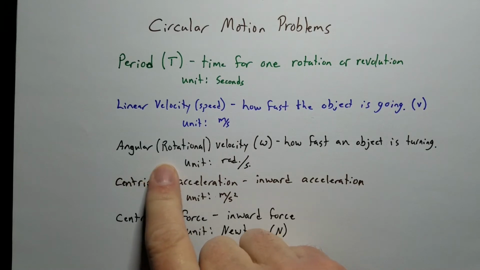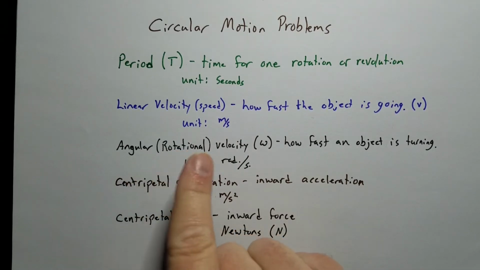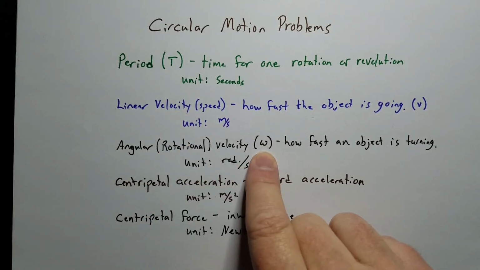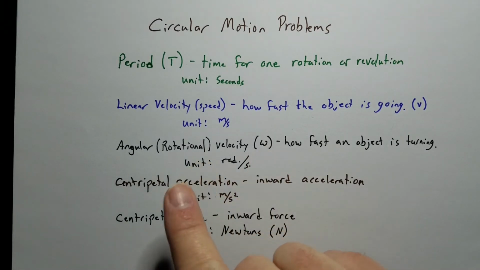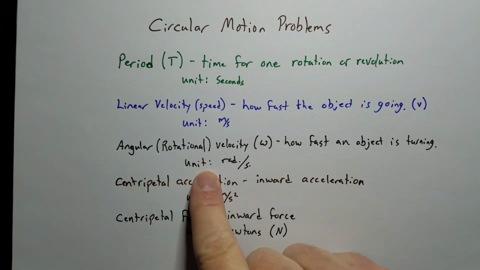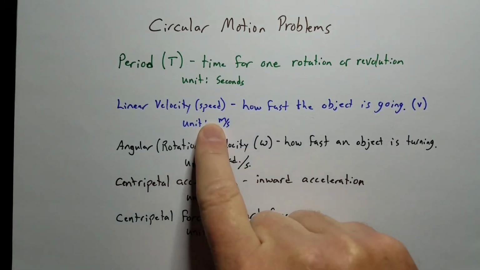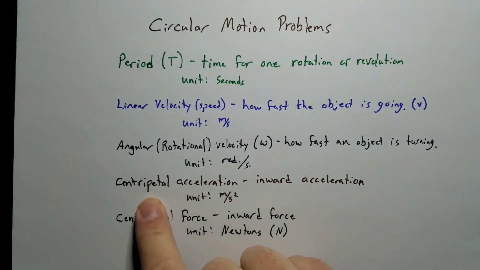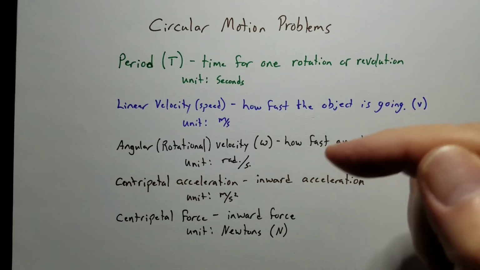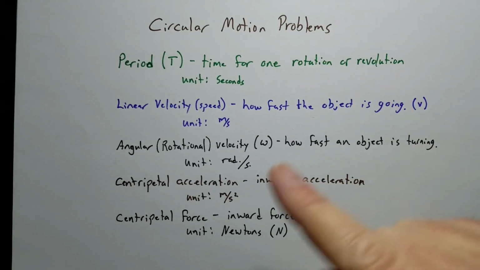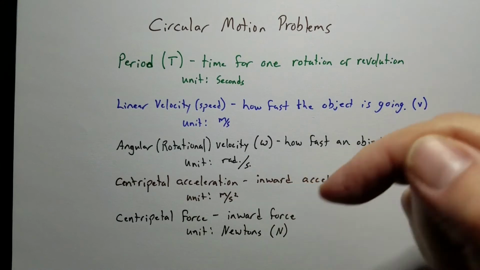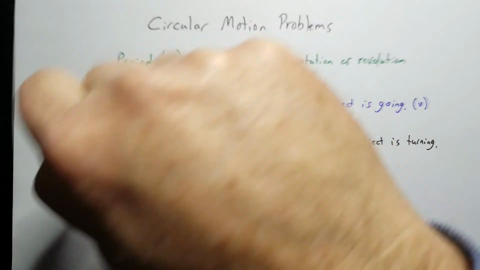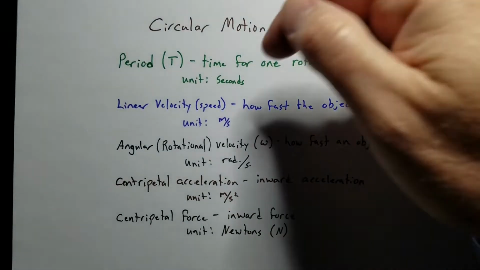Another type of speed or velocity is angular or rotational velocity. Instead of a v like linear speed, it uses a lowercase omega. Again, it's how fast an object is turning, but its unit is radians per second. So meters per second is the linear speed, radians per second is the rotational speed. Then centripetal acceleration is that inward acceleration that's causing it to go around a circle. Correspondingly, there's centripetal force, which is the inward force that makes something go around. When you make something go around a circle, you push in on it. You don't force it out, you push in constantly to change its direction.